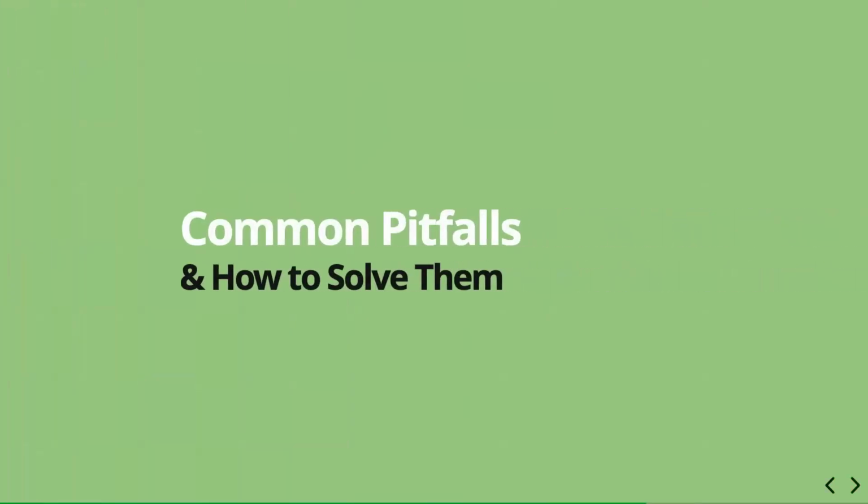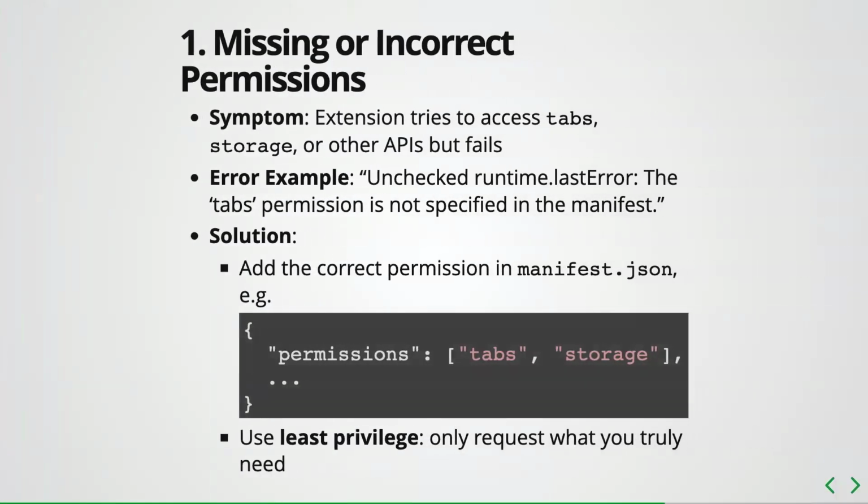Okay, so now common pitfalls and how to solve them. As we mentioned, you have to explicitly request permissions for whatever you do. So, missing or incorrect permissions. What you might get as an error message is an unchecked runtime last error: the tab's permission is not specified in the manifest, but you're trying to access it anyway.